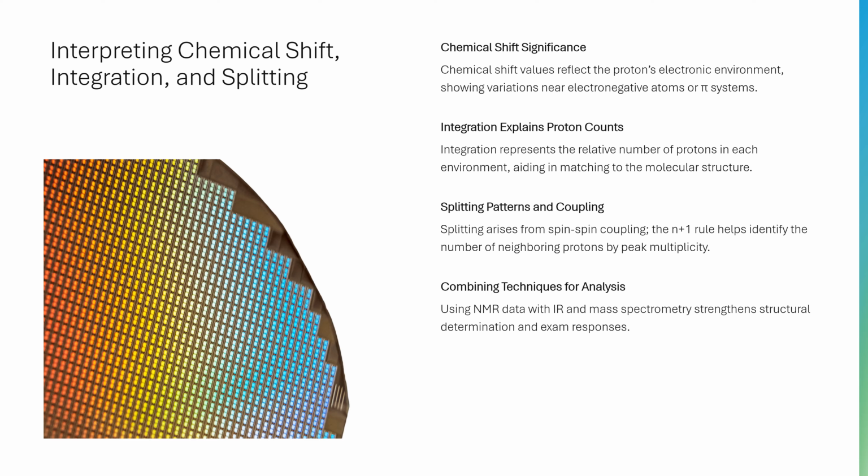Splitting patterns arise due to spin-spin coupling between neighboring protons. The n+1 rule states that a proton with n neighboring protons will be split into n+1 peaks. For instance, a triplet indicates 2 neighboring protons.